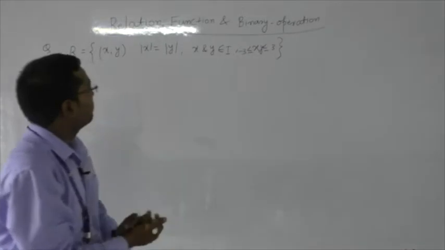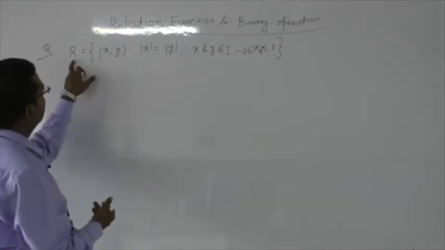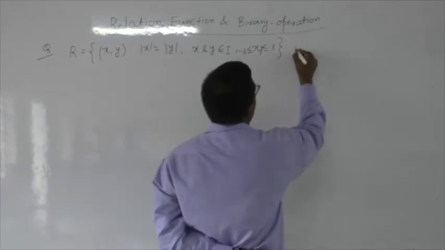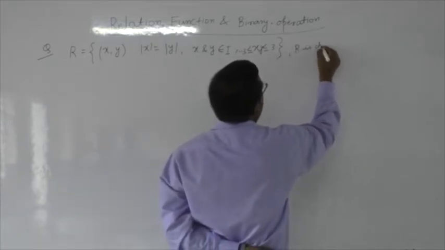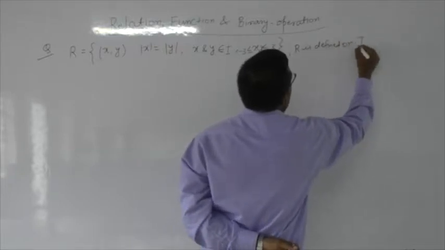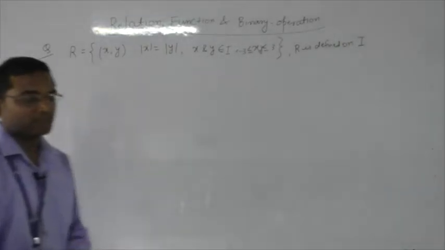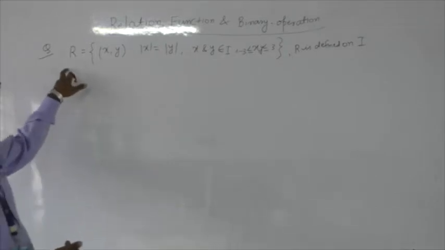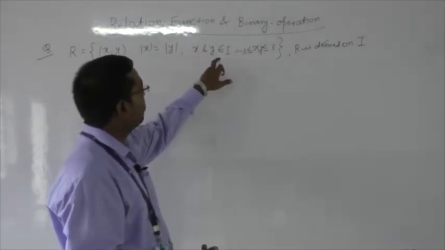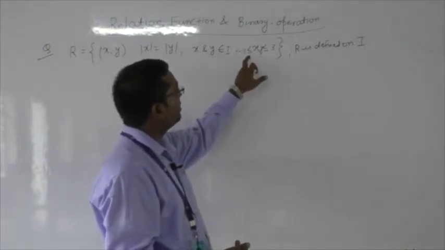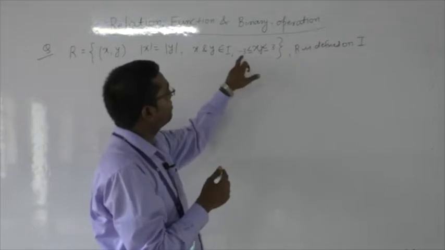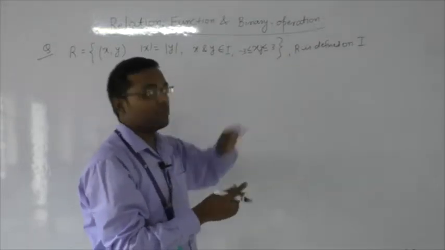Let's say this question. Suppose R is a relation defined on all the integers. R is a relation defined on the pair xy such that mod of x equals mod of y, where x and y are integers satisfying this condition. x and y lie from minus 3 to 3, and R is defined on the integers.